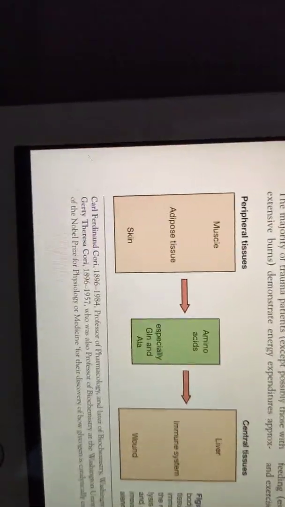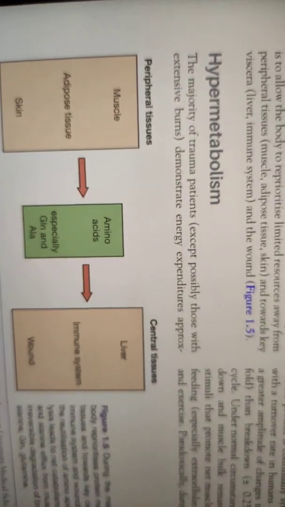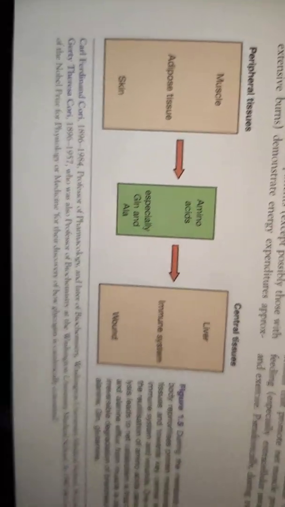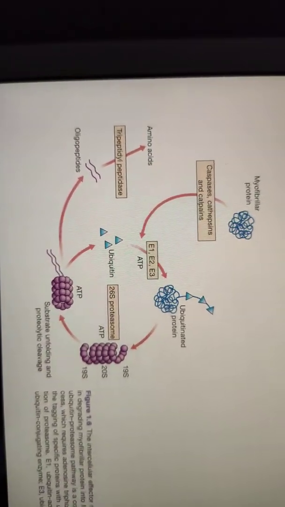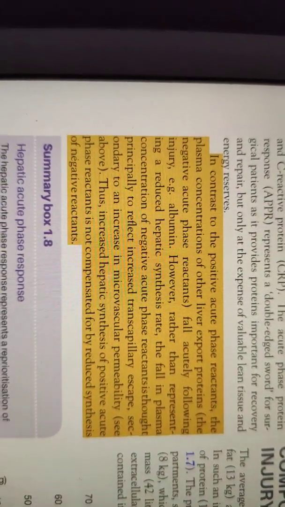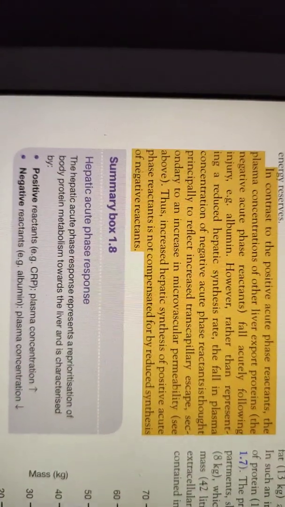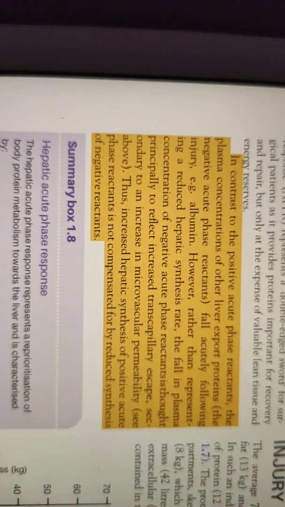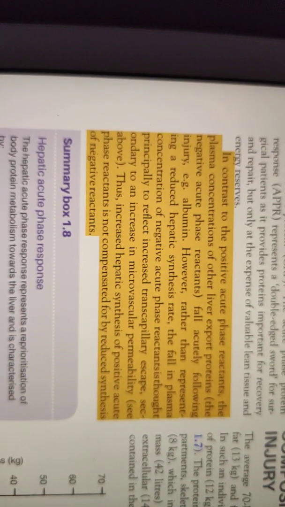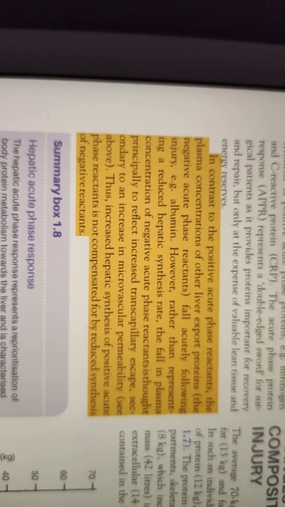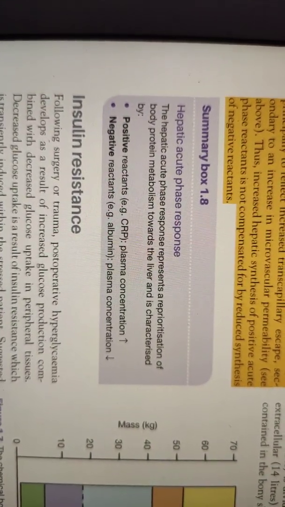So the amino acids are derived from peripheral tissue and transported to the wound site or liver, so that the protein degradation occurs through the ubiquitin-proteasome degradation pathway, and the liver also has a negative acute phase reactant, which is mainly albumin. Rather than a decrease in synthesis of albumin, it is due to the transudation of albumin through the transcapillary route. So there are two types of acute phase reactants, positive and negative.